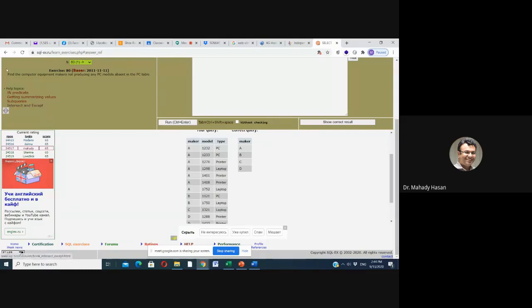Because it mentioned: find the computer equipment makers not producing any PC models absent in the PC table. What does that mean? I'm also a little confused. So what does this mean? Find the computer equipment makers, that means find the makers not producing any PC model absent in the PC table. What does that mean?